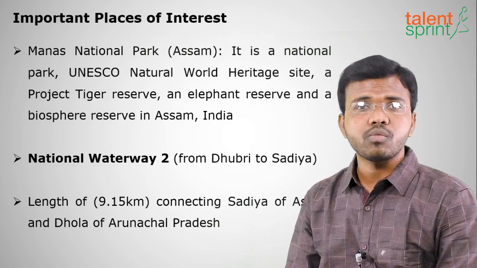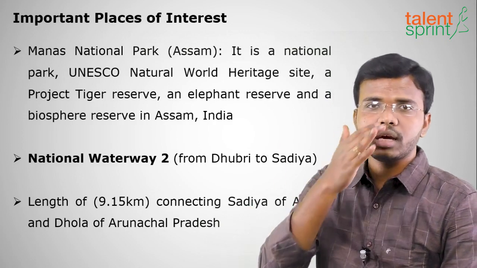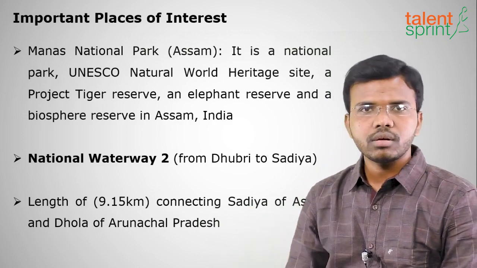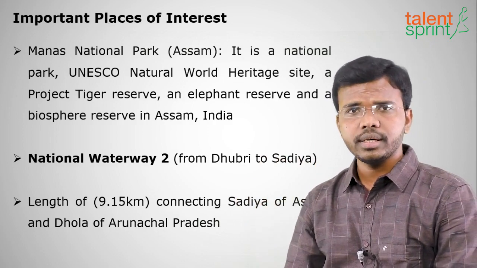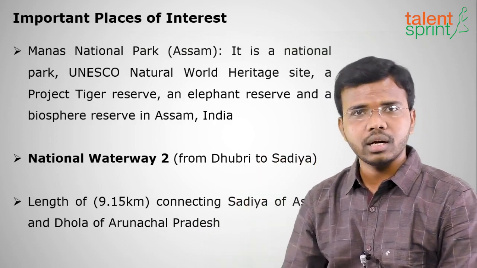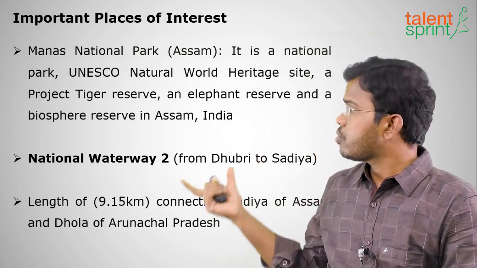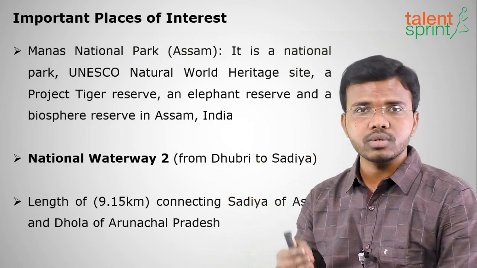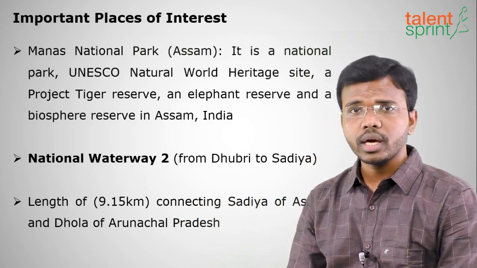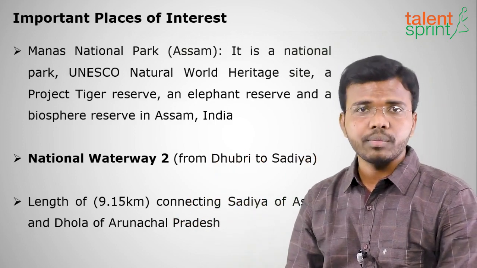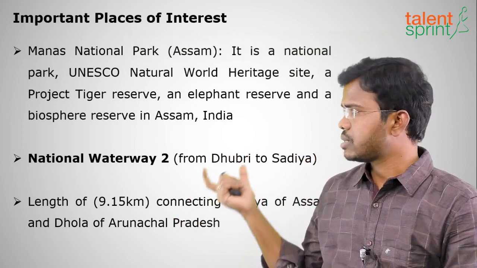And next is National Waterway 2. Generally we have national highways. So National Waterway 2 is on rivers or small lakes, used for inland cargo movement. National Waterway 2 runs from Dhubri to Sadia on the Brahmaputra River. It is in Assam only.